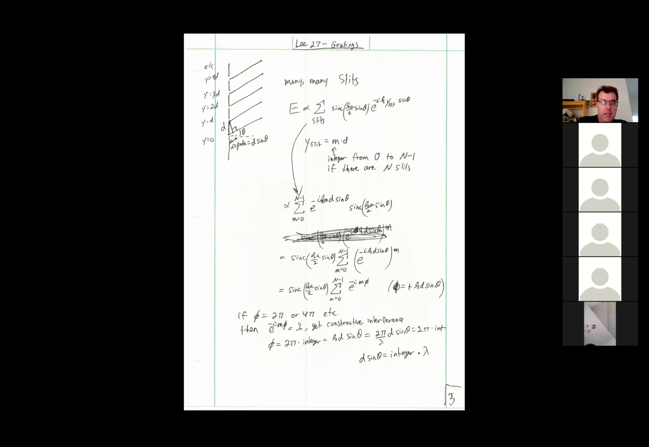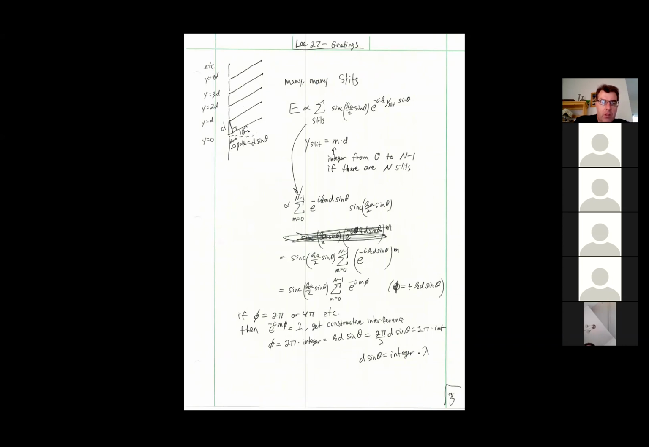So that's the idea. Now let's analyze them mathematically. So we've got a whole bunch of slits here, and they're all evenly spaced. One of them's at y equals 0, one of them's at y equals d, one of them's at 2d, then 3d, 4d, etc.